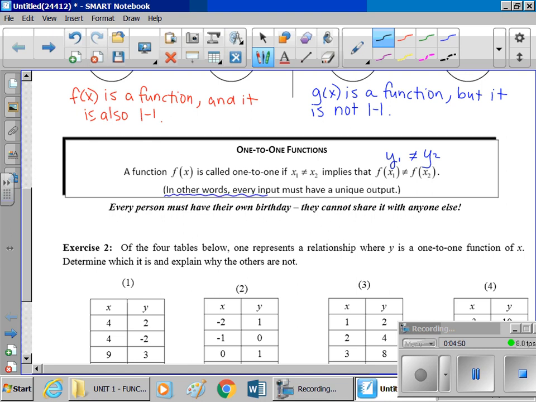In other words, every input has to have a unique output. So every person must have their own birthday. They can't share it with anyone else, if you think back to the analogy that we used in the last lesson. If you need to pause at this point, do that, and then I'll meet you at exercise 2.